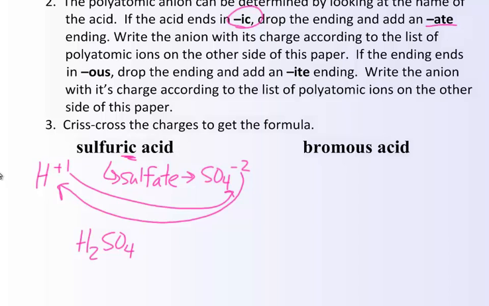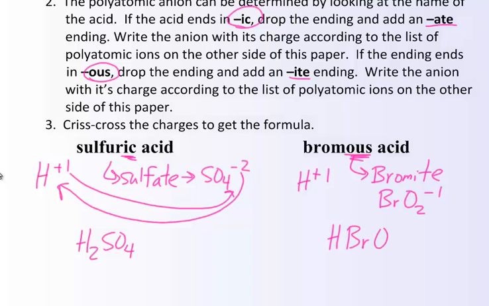Our last one, bromous, it is ending in OUS, and so if you look at our rules, if it ends in OUS, the polyatomic is going to be an "ite." So we know we have hydrogen, of course, and then bromous is going to be bromite. Looking at your polyatomic ion sheet, bromite is BrO2 with a charge of -1. Hydrogen, of course, is +1. So crisscrossing, you just get HBrO2.